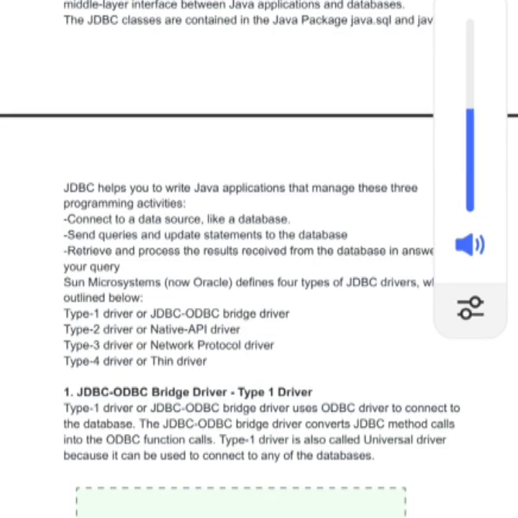Let us understand what are the types of JDBC drivers. So first, Java Database Connectivity, that is JDBC, is an application programming interface, that is API, for the Java programming language that defines how a client can access and interact with any kind of tabular data, especially a relational database.